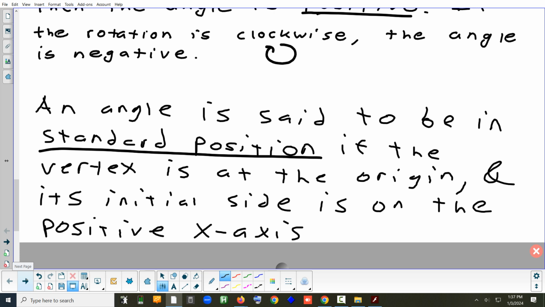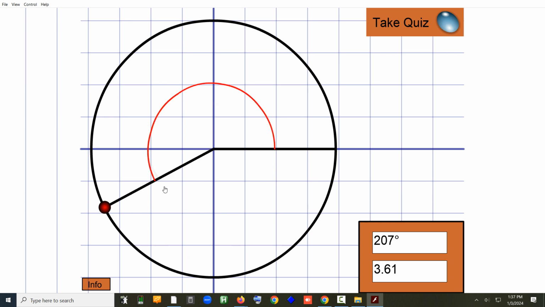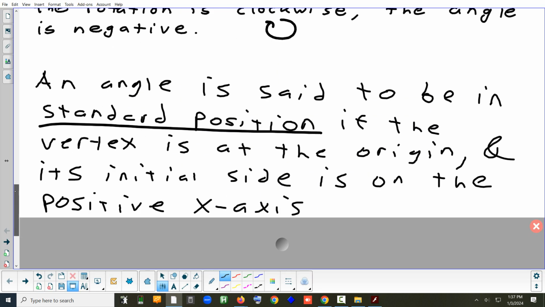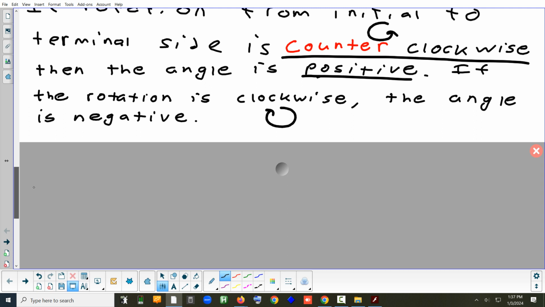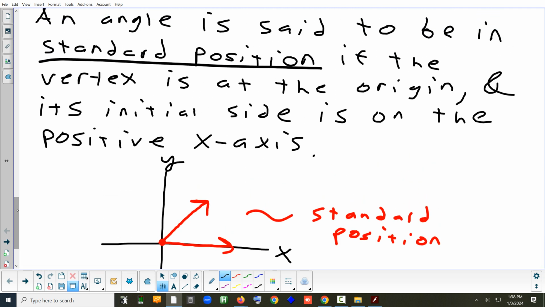All the angles that you saw me draw in this program right here are all in standard position. The vertex always stays right where the axes cross, and the initial side always stays on the positive x-axis, right there. The terminal side can be anywhere you want, depending on what your angle is. So there's another angle in standard position.